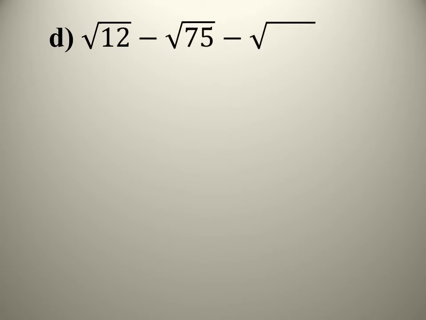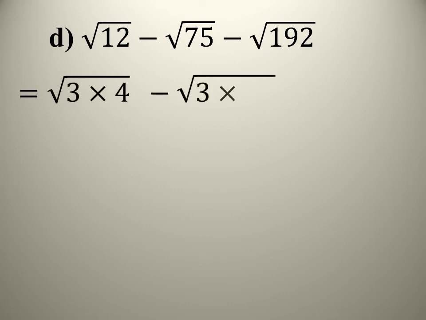Example d. Root 12 minus root 75 minus root 192. We should always make sure that one of the factors is the same. Therefore, we are going to have the root of 3 times 4 minus the root of 3 times 25 minus the root of 3 times 64.